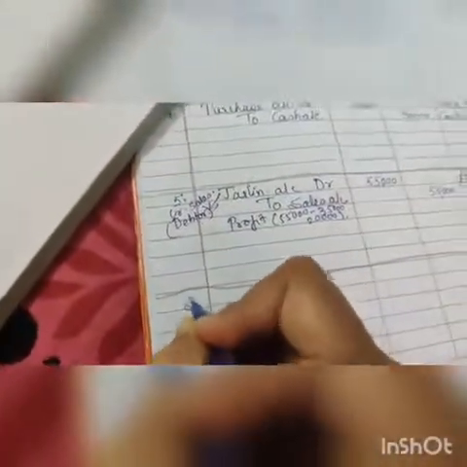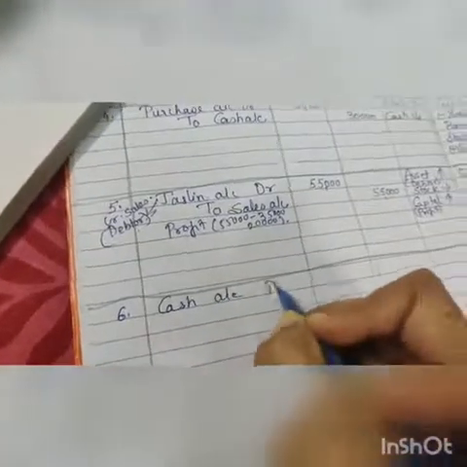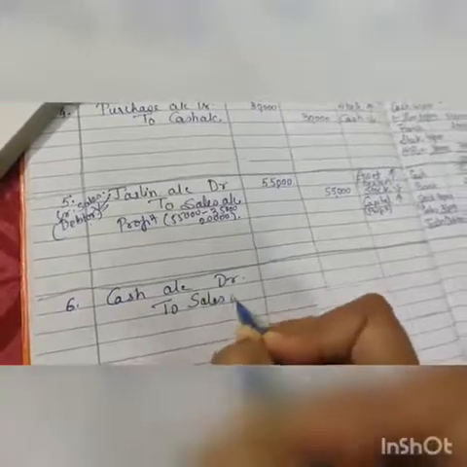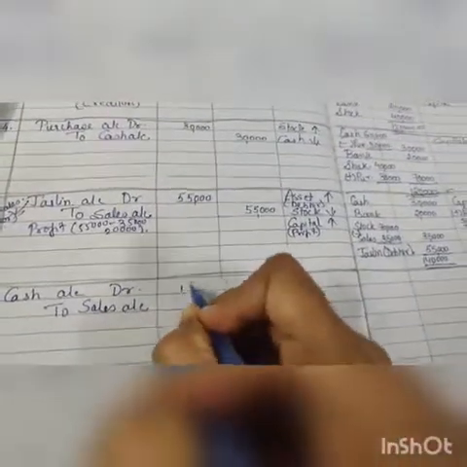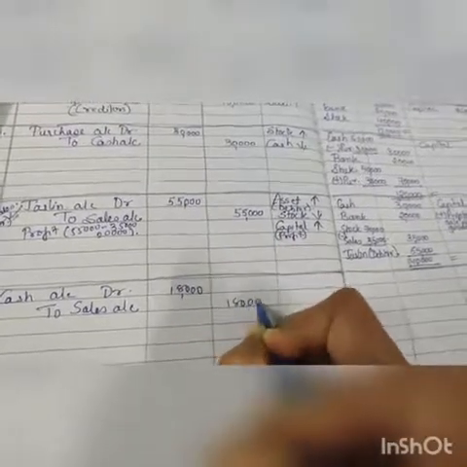First of all, the sales account is always credited and you are receiving cash. Clear? So here the entry will be like this, the sixth: cash account debited to sales account. Clear? This is the entry, cash account debited to sales account, and the amount is how much? So that is 18,000 and here also 18,000.